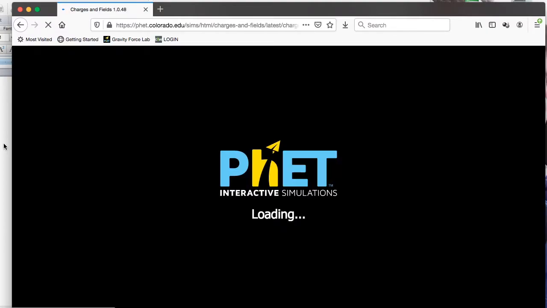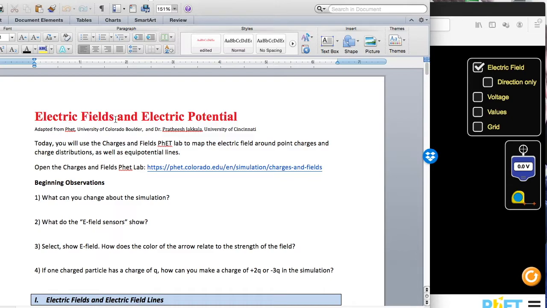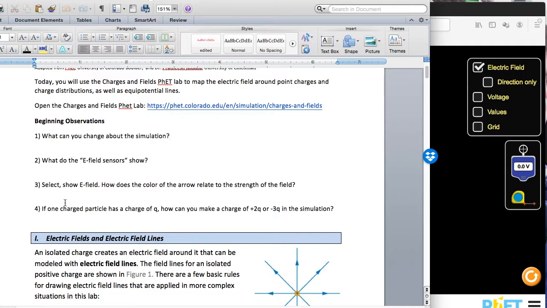We'll load it up. And we're going to be talking about electric fields and electric potential. We'll get into some definitions a little bit later, but the first 4 questions ask you just to look at the simulation. What are the things you can change in the simulation? What does the E field sensor show? Well, that's kind of obvious, but we'll show it to you in a second. And select show E field. How does the color of the arrows relate to the strength of the field? And finally, if one charged particle has a charge of Q, how can we make one that has plus 2Q or minus 3Q?